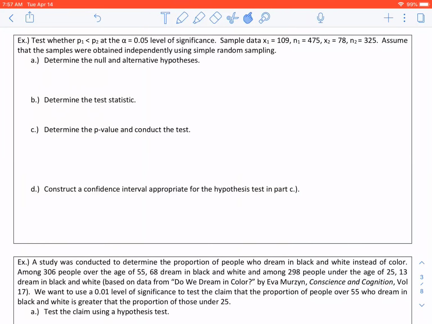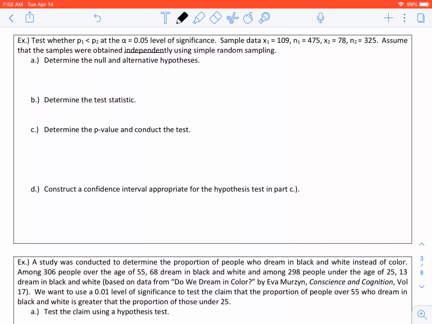We're in section 9.1. I'm at the top on page 3. The example says test whether P1 is less than P2 at the alpha equals 0.05 level of significance. Sample data is given. If you notice, you have X1, N1, X2, and N2. Assume that the samples were obtained independently using a simple random sample.